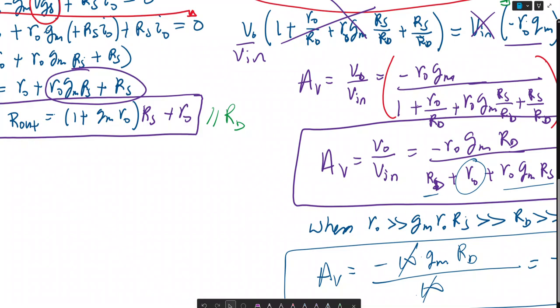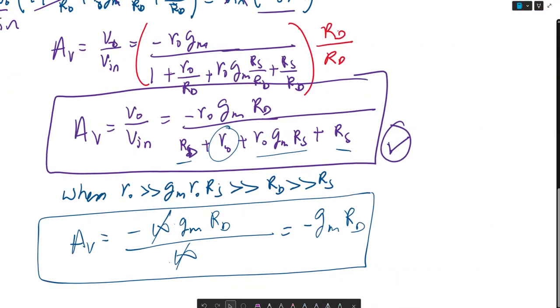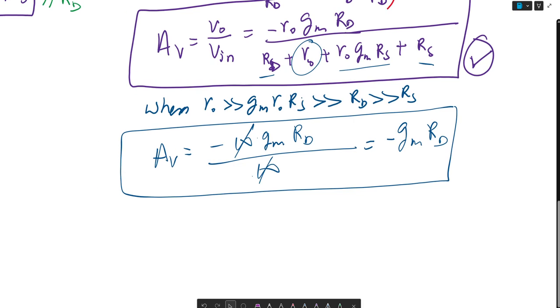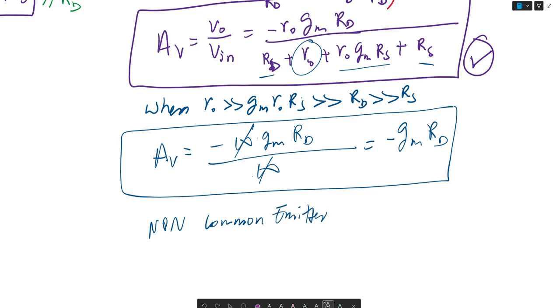So I hope this makes sense. The next video I'm going to be doing is the BJT equivalent. So it's going to be the NPN common emitter BJT with emitter degeneration. So make sure to look out for that.